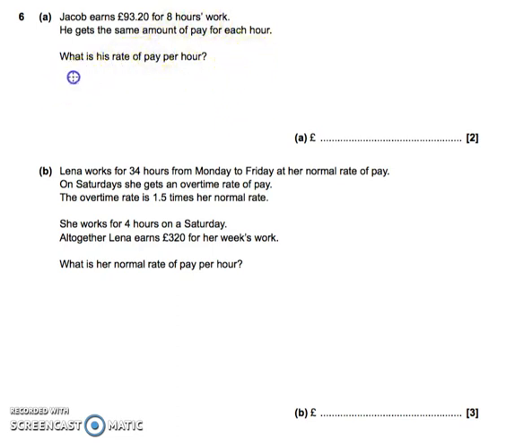So I'm going to write down 93.2, and I'm going to divide that by 8, because that's pounds and that's hours, pounds per hour. To do that, you can use the bus stop method of division. 8 goes into 93.2. 8 goes into 9 once with 1 left over. 8 goes into 13 once with 5 left over. That gets carried over the decimal place.